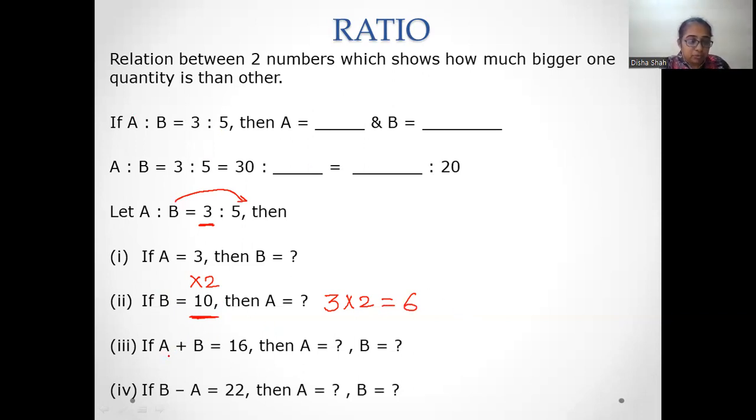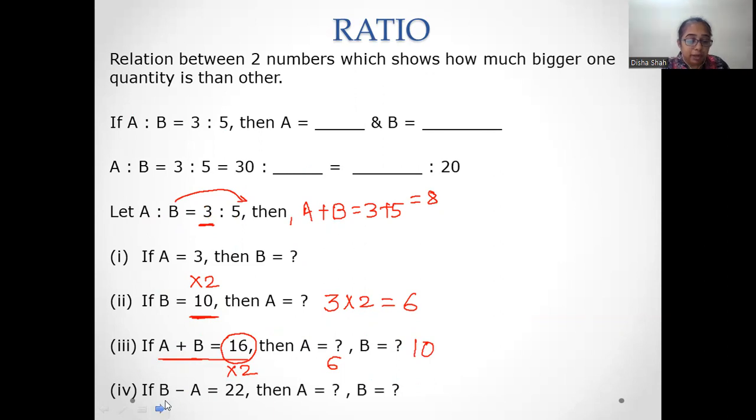Now, suppose if A plus B is equal to 16, then what is the value of A and what is the value of B? Now A plus B is given, they have given us its value, so we see what A plus B will be as per the ratio. As per the ratio, can I say A plus B is nothing but 3 plus 5, which is equal to 8. And here 8 is not given as the value of A plus B. The value of A plus B is given as 16, meaning they have doubled it, multiplied by 2. So we will have to multiply A also by 2. So 3 into 2 will become 6 and 5 into 2 will become 10.